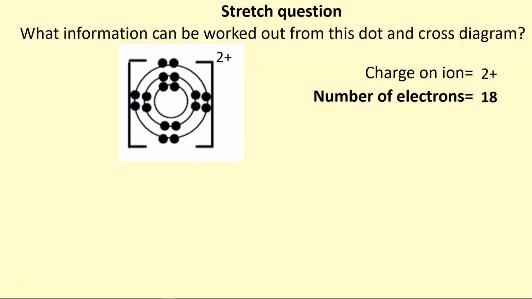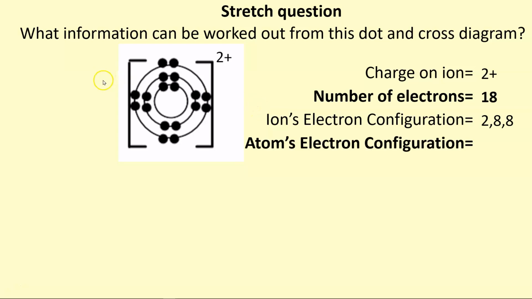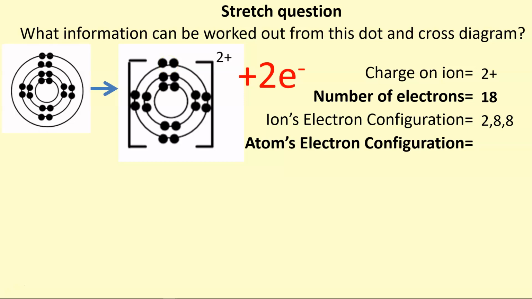We could also calculate or work out the ion's electron configuration. So 2 in the first shell, 8 in the second shell, and another 8 in the third shell. We can now think about what the atom's configuration is for which it formed this ion. So thinking about what formed this, if it's got a charge of 2 plus, it must have lost 2 electrons. So we need to add 2 electrons to this diagram to show the original atom's electron configuration.